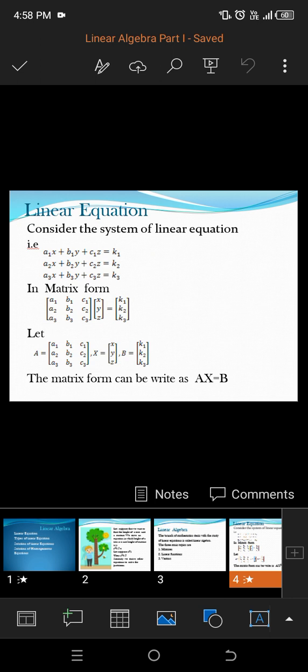In matrix form, we can write a1 b1 c1, a2 b2 c2, a3 b3 c3 as the matrix A, and x y z as capital X, and k1 k2 k3 as B. The matrix form can be written as AX is equal to B.